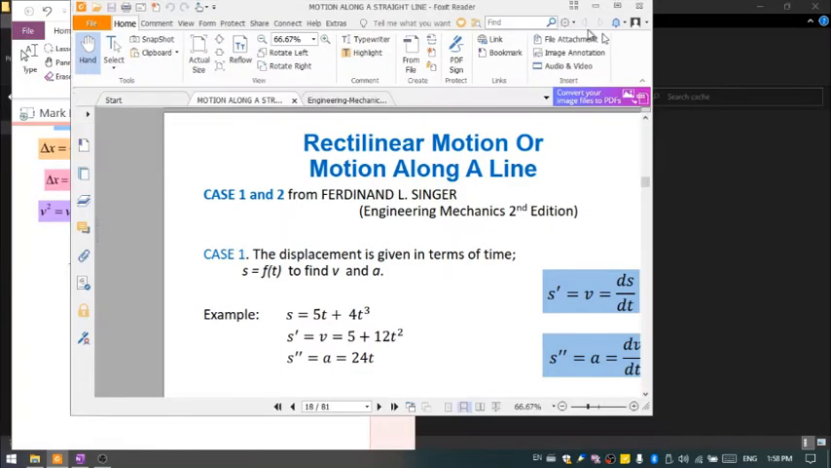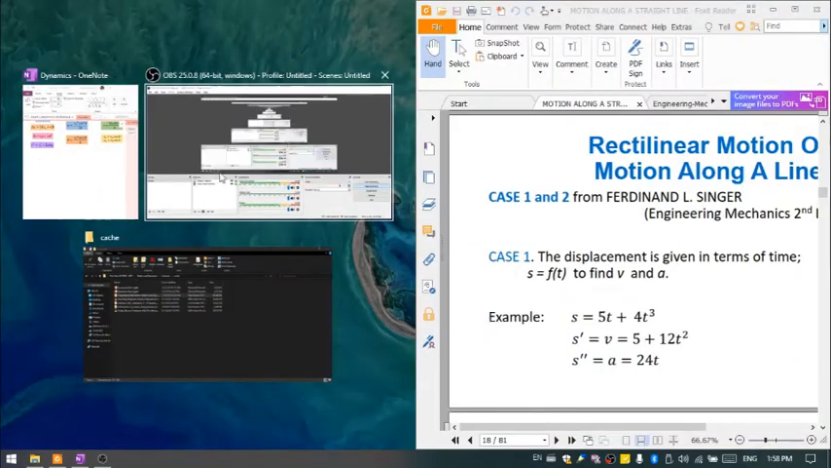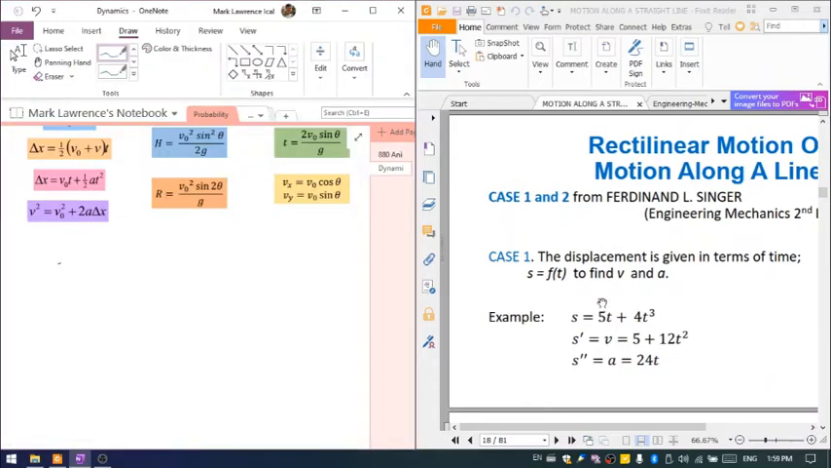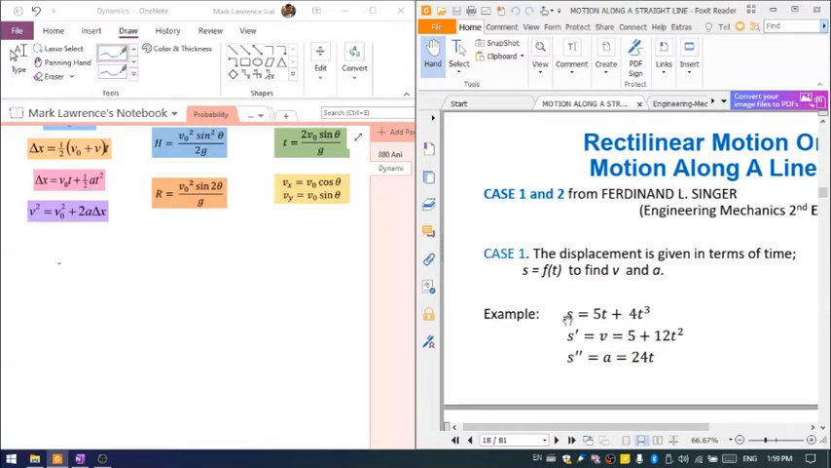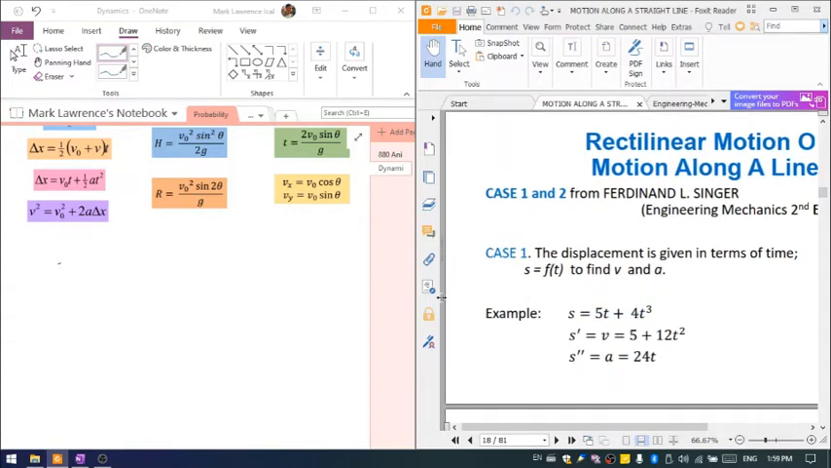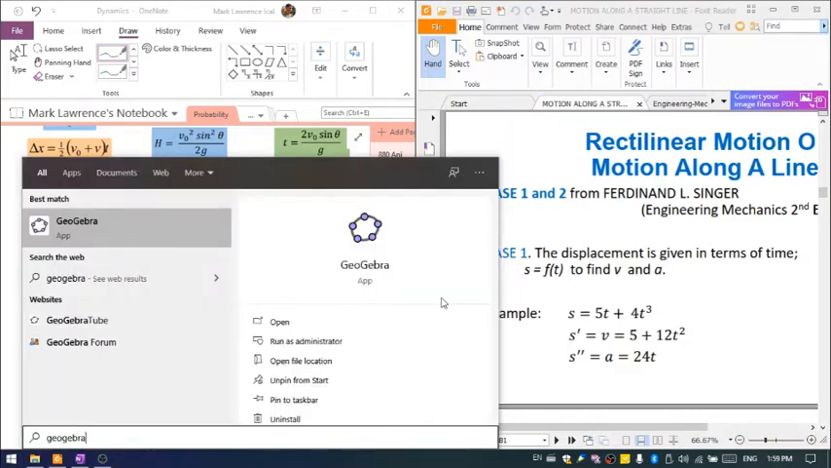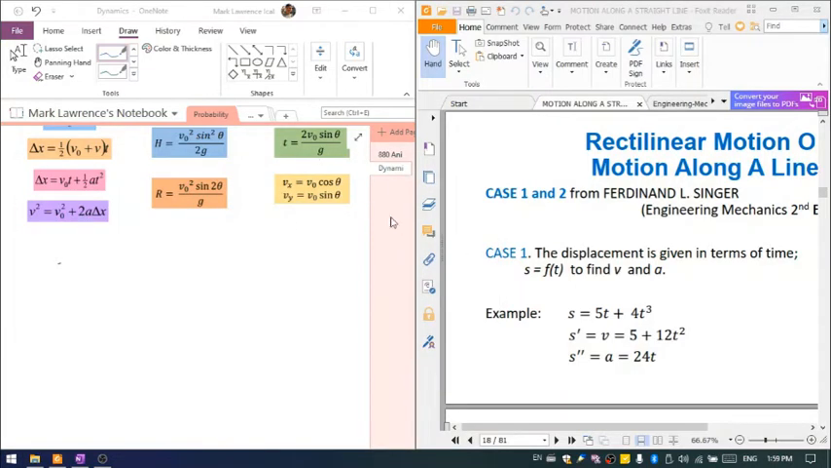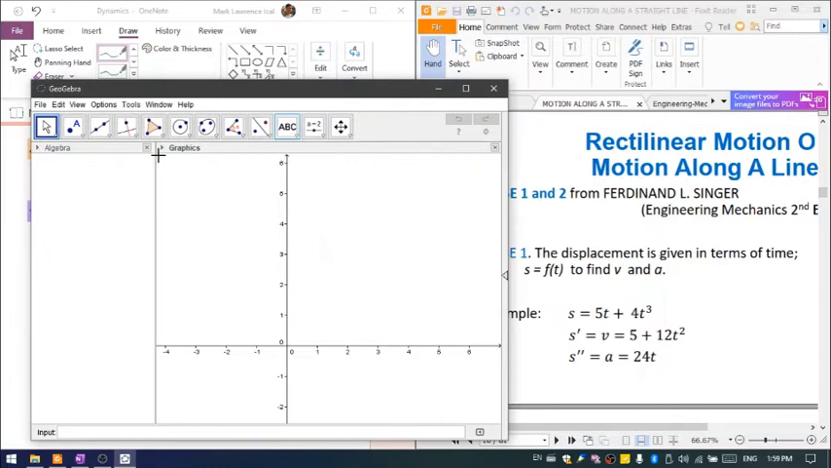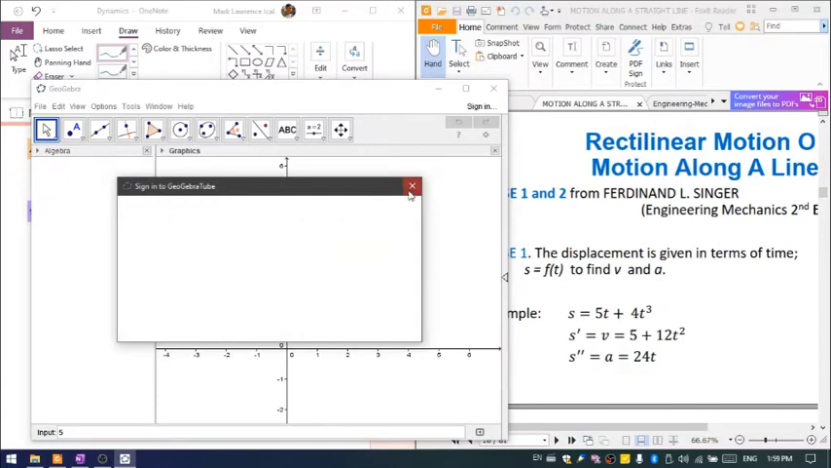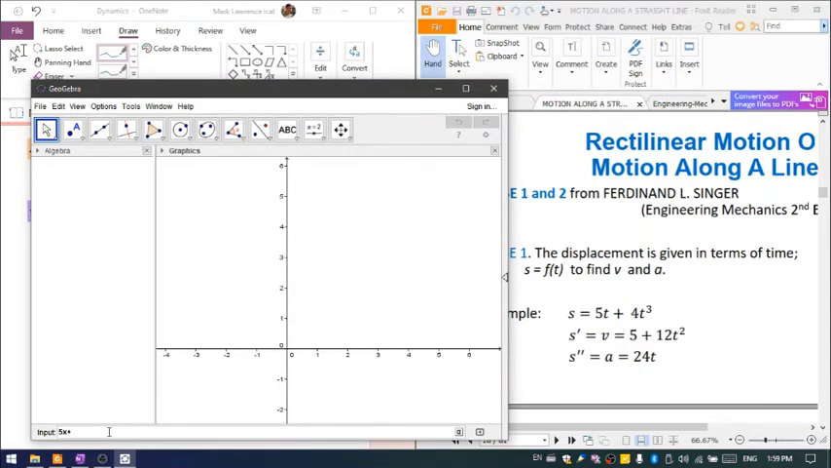So for example, the position of a certain particle is given in terms of a formula, wherein S, the displacement, is equivalent to 5t plus 4t cubed. So if we're going to graph this one, okay, let's try to graph 5t plus 4t cubed. Okay, 5x plus 4x cubed.